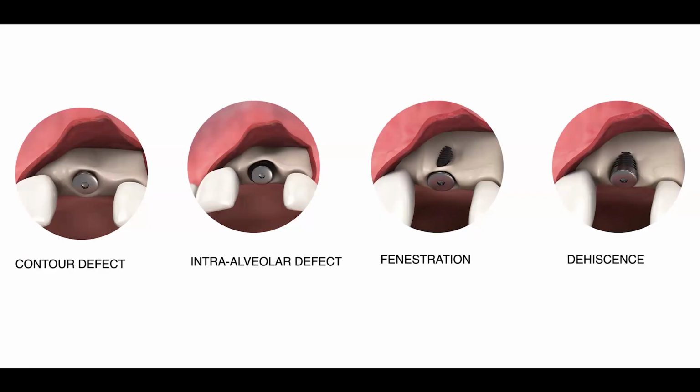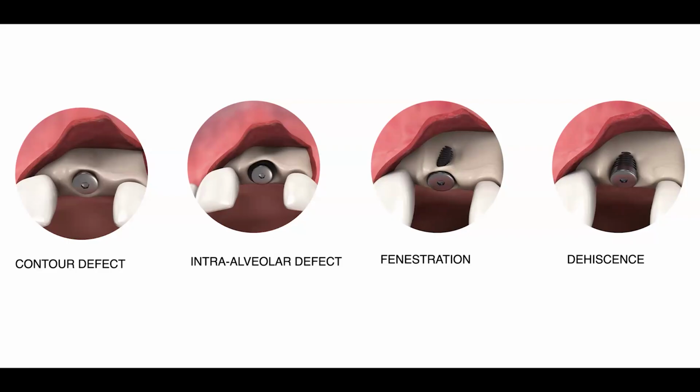The third, being more challenging, is the fenestration defect. This is a window-shaped bony deficiency that does not involve the crest of the ridge. It doesn't involve the platform of the implant, and that's definitely much easier to handle and less critical than a dehiscence defect, which is also a window-shaped defect that involves the crest of the ridge.